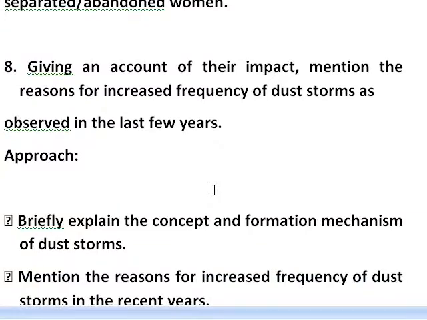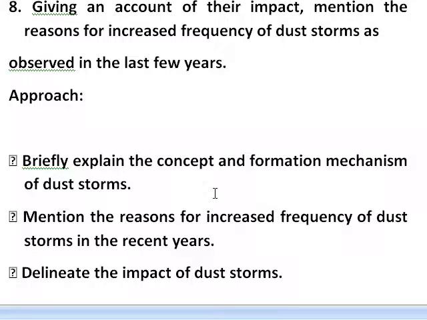Give an account of their impact. Mention the reasons for increased frequency of dust storms as observed in the last few years. In the approach, briefly explain the concept and formation mechanism of dust storms, mention the regions and reasons for increased frequency of dust storms in recent years, and delineate the impact of dust storms.